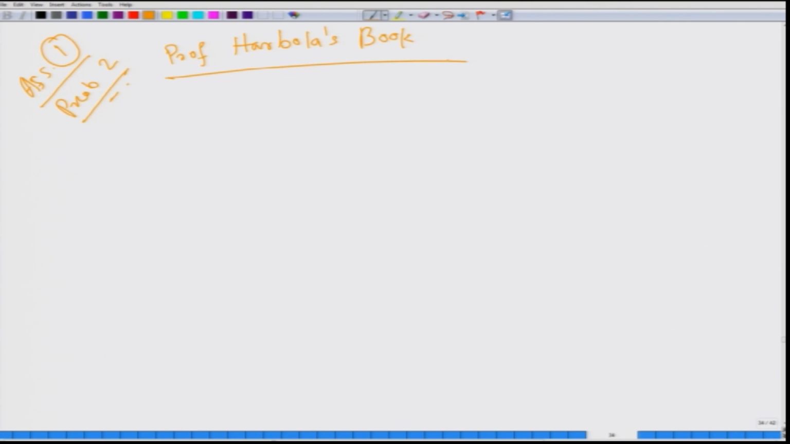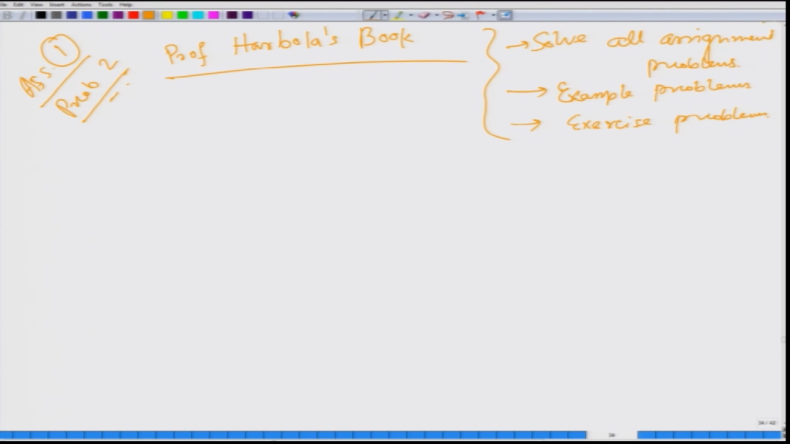So, as I told you earlier, you should solve all assignment problems, solve all example problems in that book, and you should also solve all the exercise problems. If you solve many problems, the understanding will be clear. So, let us start the second problem.